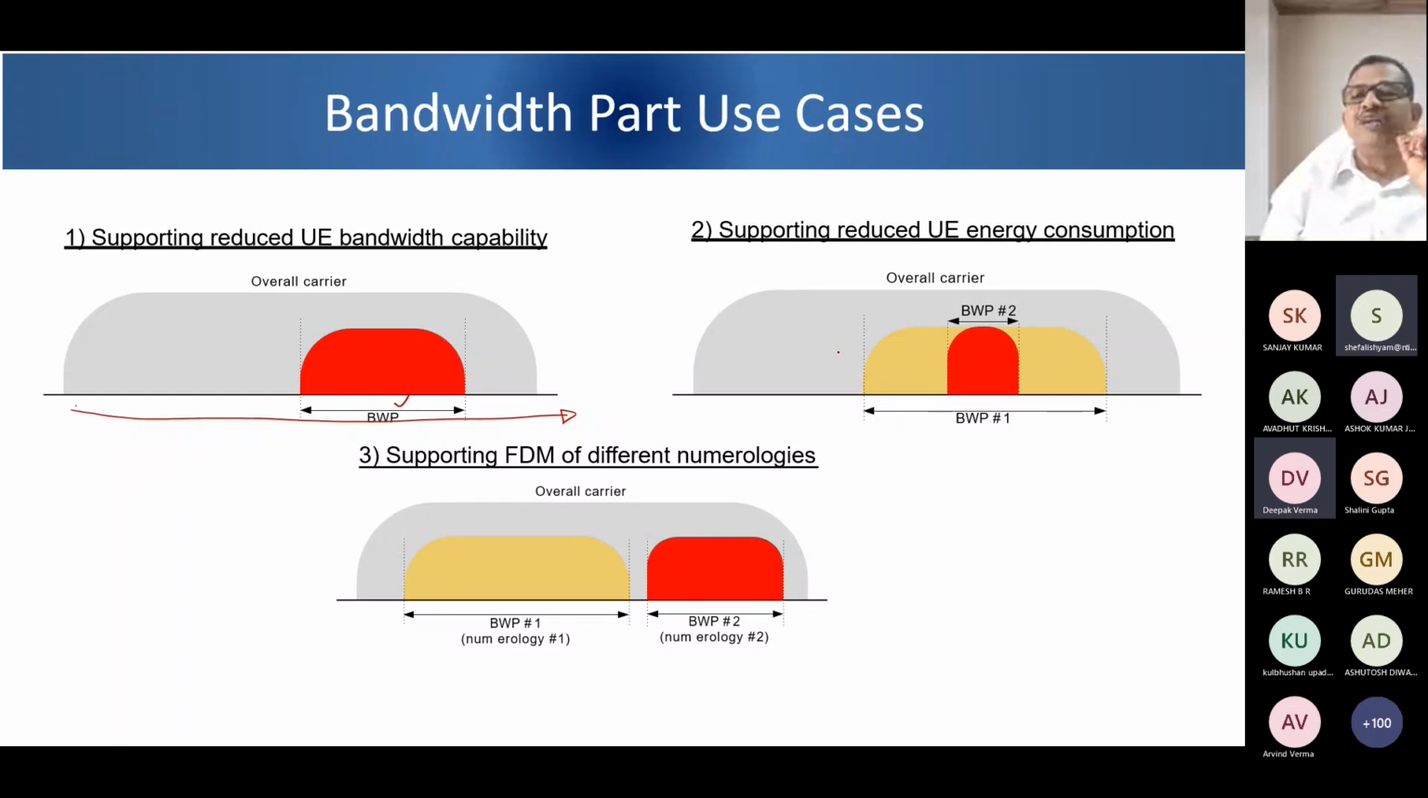Secondly is reduced UE energy, where two BWPs are shown here. BWP2 is kind of a subset of BWP1, so whenever less data is required or energy consumption needs to be reduced, it will use the lesser bandwidth part, otherwise it can use the bigger one. The other use case is that I have two bandwidth parts. In one I am using one numerology, and in the other I am using another numerology. These are the three use cases.